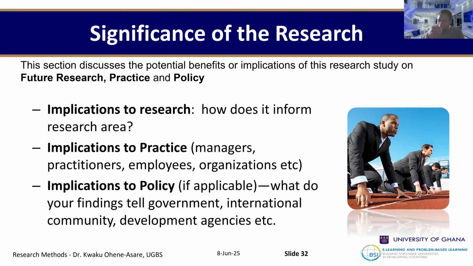Okay, the first one, what you are doing to the body of academic research, is key. The second one is practice. How are managers, practitioners, employees, organizations, shareholders, stakeholders going to benefit from your work? What is it going to do in their decision-making process? What is it going to do in shaping the trajectory towards the performance of the company, of the industry, of the whatever? How are they going to benefit?